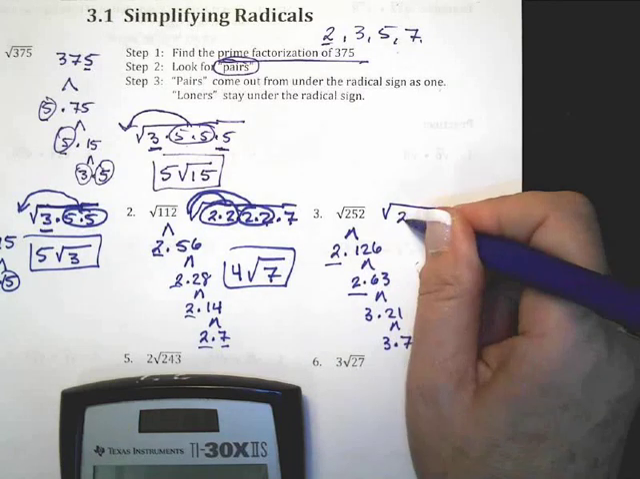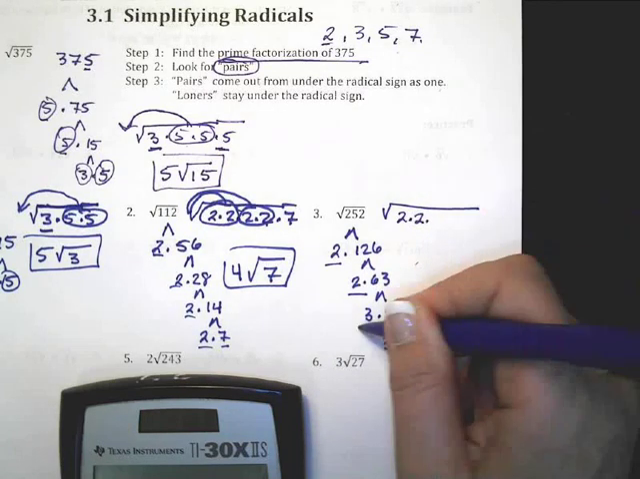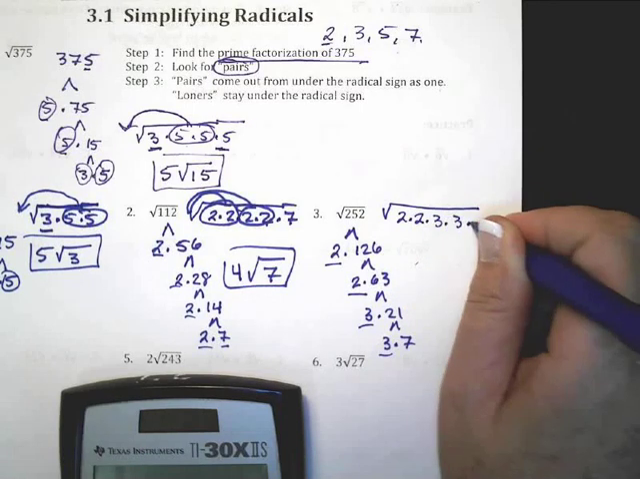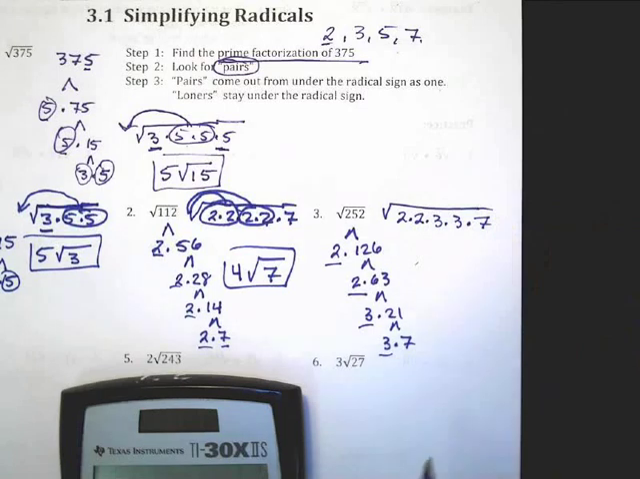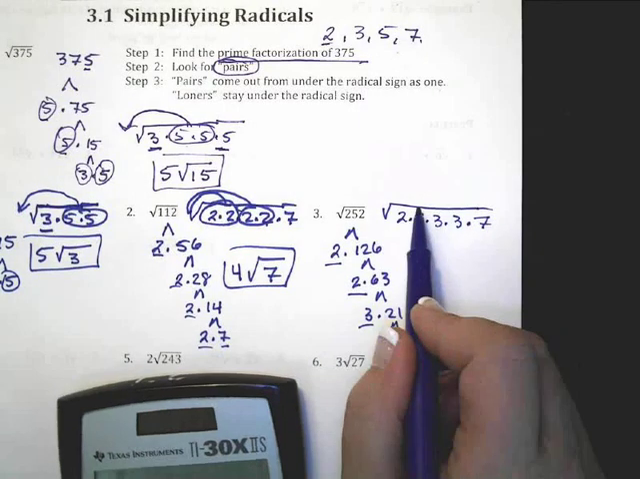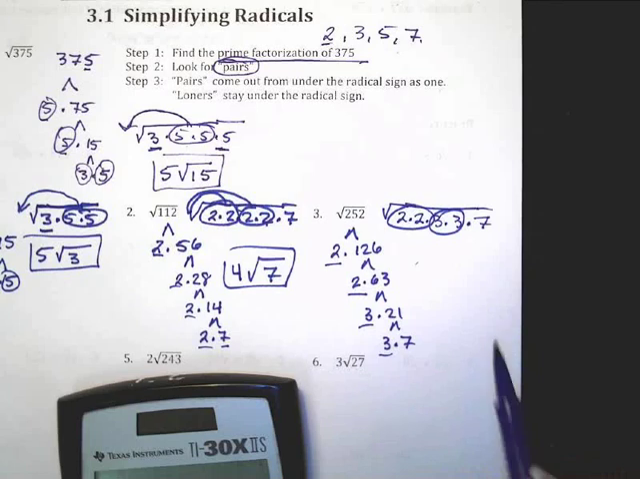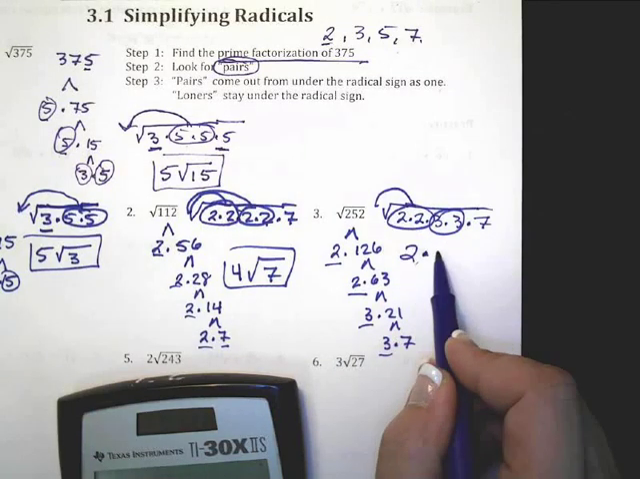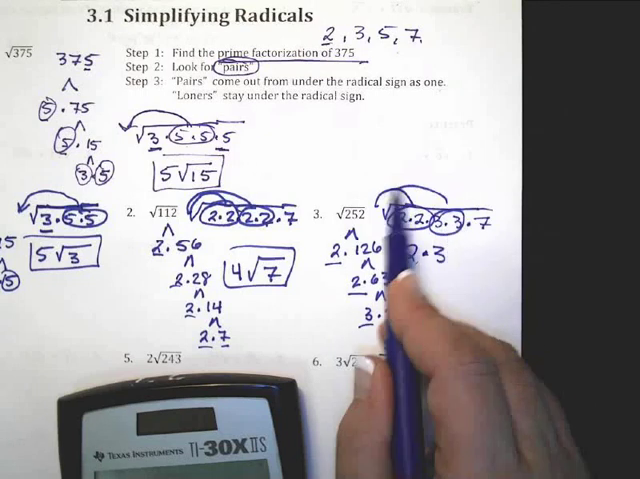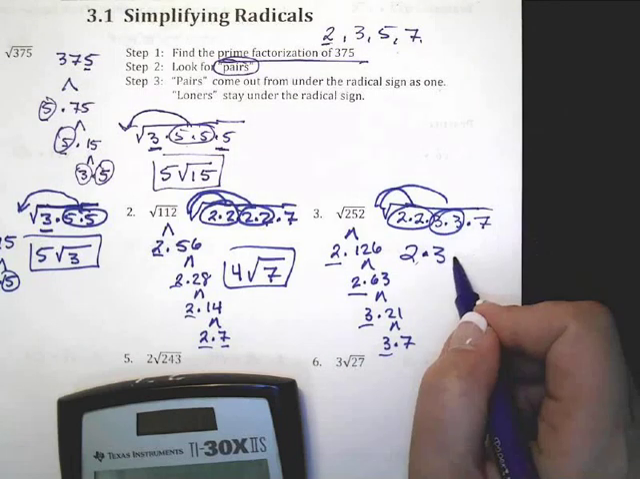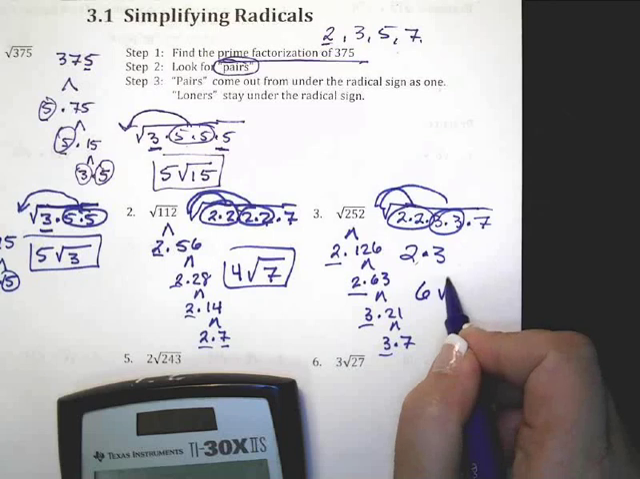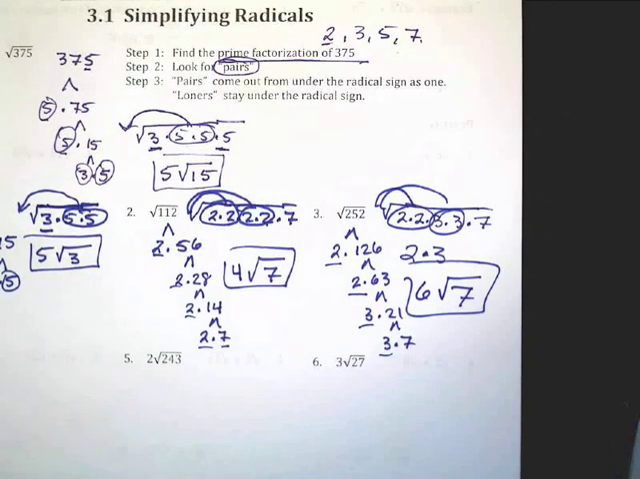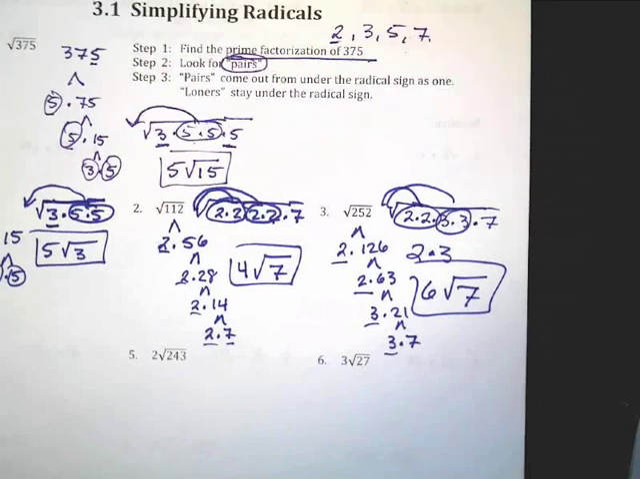So I'm counting 2 2's, 2 3's, and 1 7. Okay, now let's go ahead and find our pairs. So we have a pair of 2's that will come out front, multiplied to a 3 that comes out front. Remember, when it comes out front, it's just one of them. And the 7 is left behind. So 2 times 3 is 6, and then square root 7.